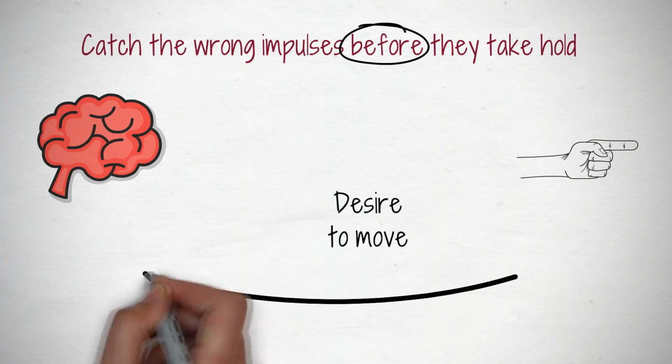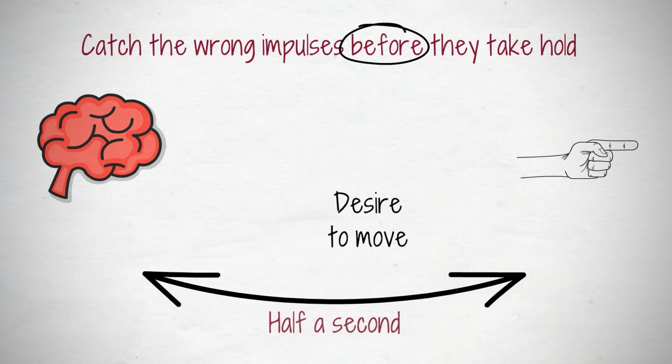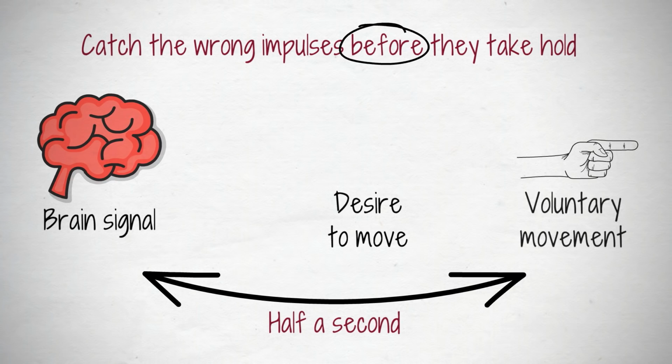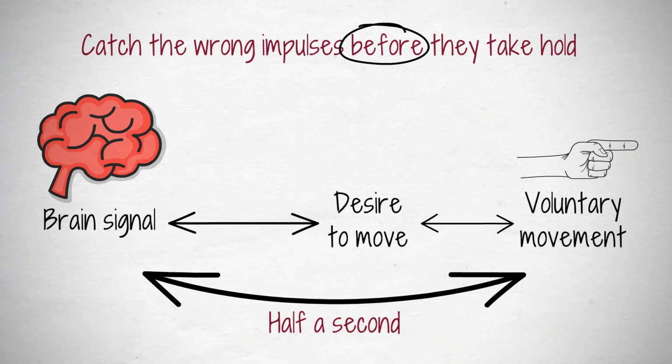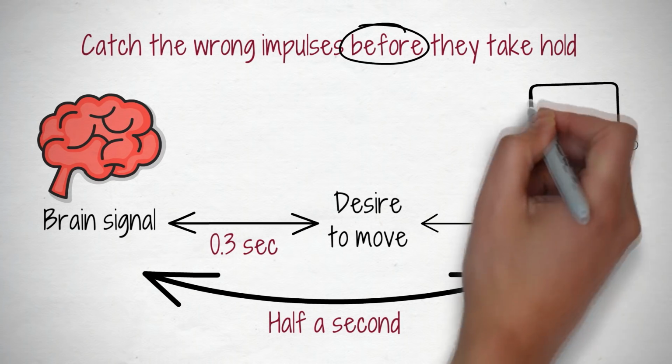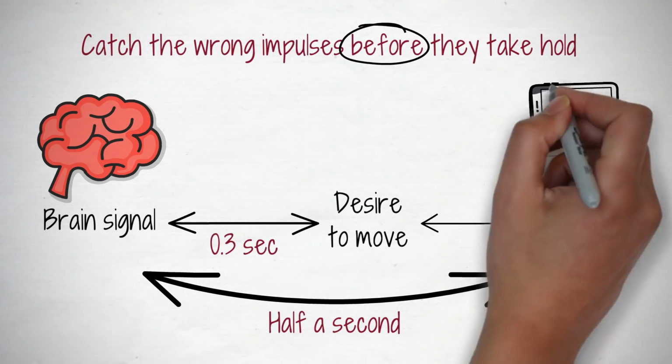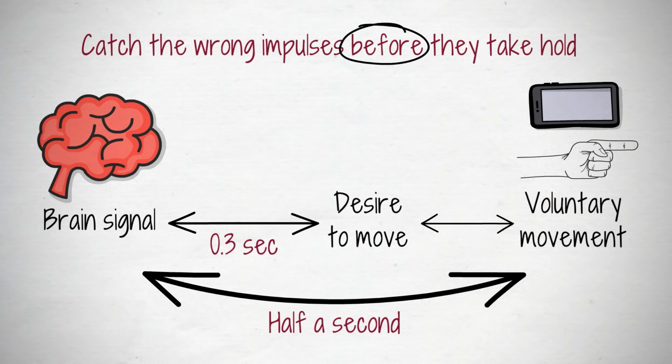What science has recently revealed is that half a second before a voluntary movement, the brain sends a signal called an action potential, which relates to the movement about to occur. This action potential happens long before you are consciously aware of the desire to move. Your brain decides, I will grab the phone, about 0.3 seconds before you are aware of it. Once you are aware of this desire to move, be it grabbing your phone or moving your finger, your brain has made the decision for you 0.3 seconds ago.